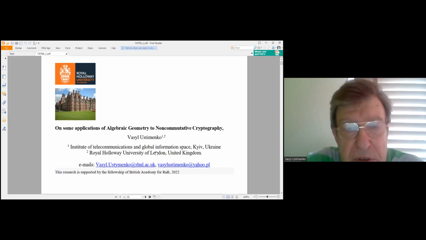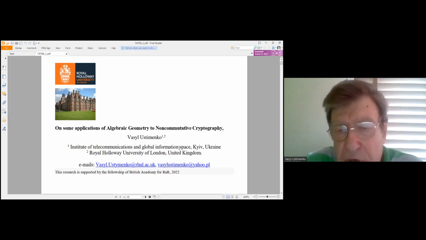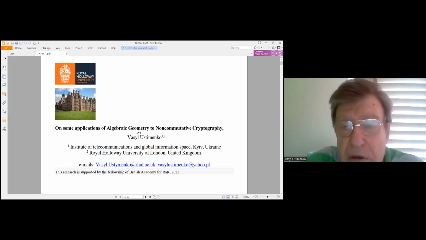Of course, the talk will be on post-quantum cryptography. Here in Royal Holloway University of London is located the Center of Excellence for research in post-quantum cryptography. Our project is supported by British Academy, and actually I'm holding a position of research fellow and work with my department in Kyiv, in fact, online.